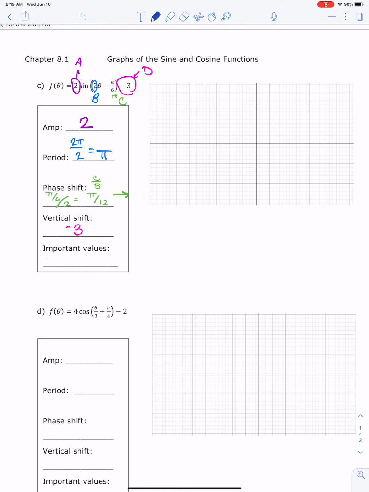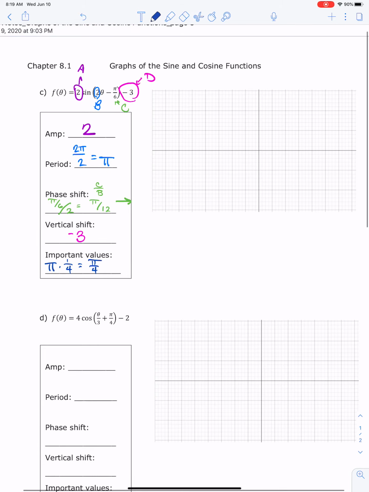And the important values, we're going to look at those the same way we did on the last page. My period is pi. I want to divide that into 4 equal parts. So my important values are going to be pi over 4 apart. Okay. Now here's the thing. I'm going to take these. So we'd have 0, pi over 4, 2 pi over 4, which would reduce to pi over 2. 3 pi over 4, 4 pi over 4, which is pi.